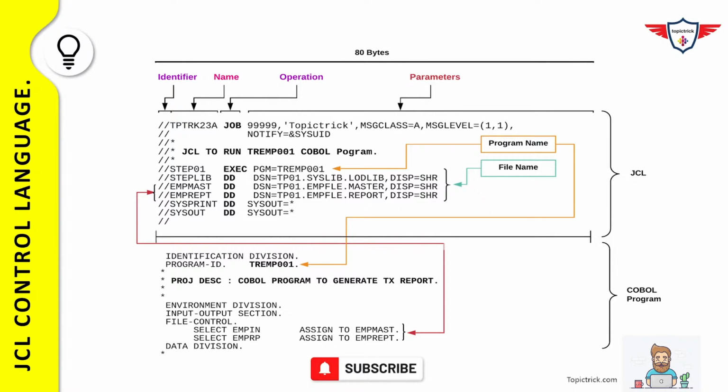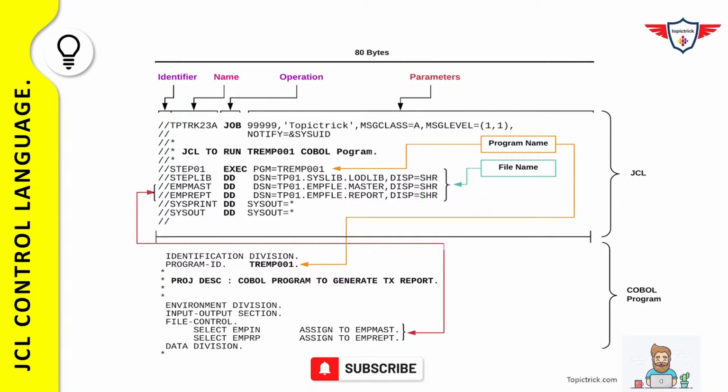One is an input and the other one is an output file, and these files are used as they are in the COBOL program. If you see the file control section of the COBOL program, mentioned in the bottom section, you'll have the first file, EMP-IN. This is a file name which is mapped to EMPMAST of the JCL. And after that you have SYSPRINT and SYSOUT. These are the two DD statements used to specify where you want to print your job related messages.